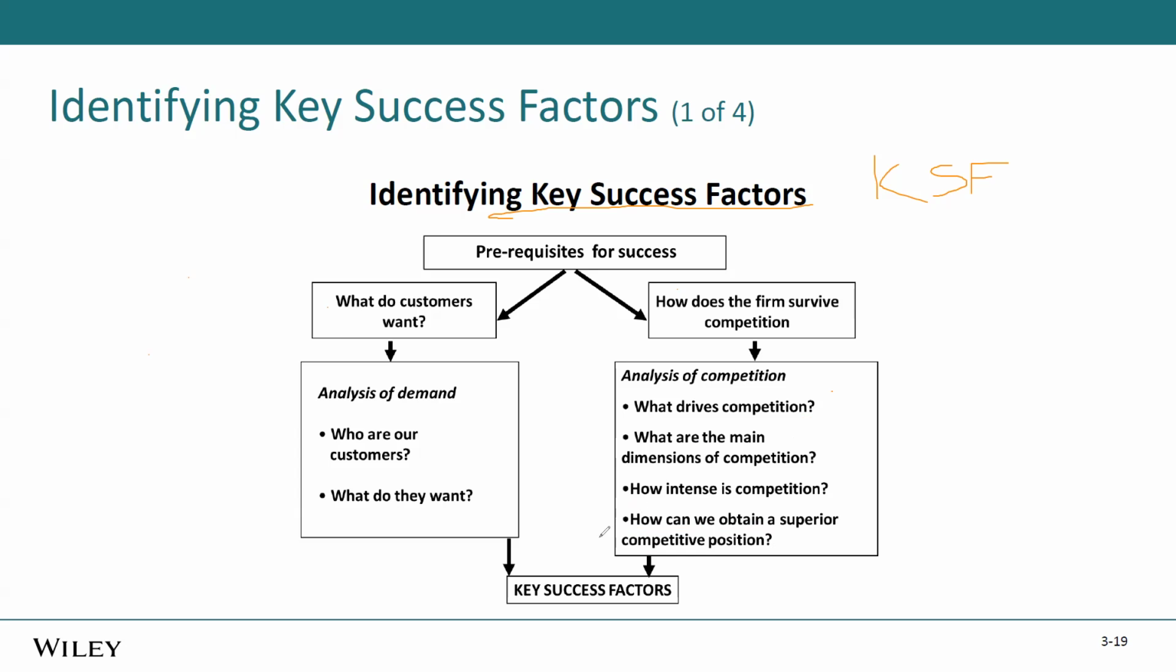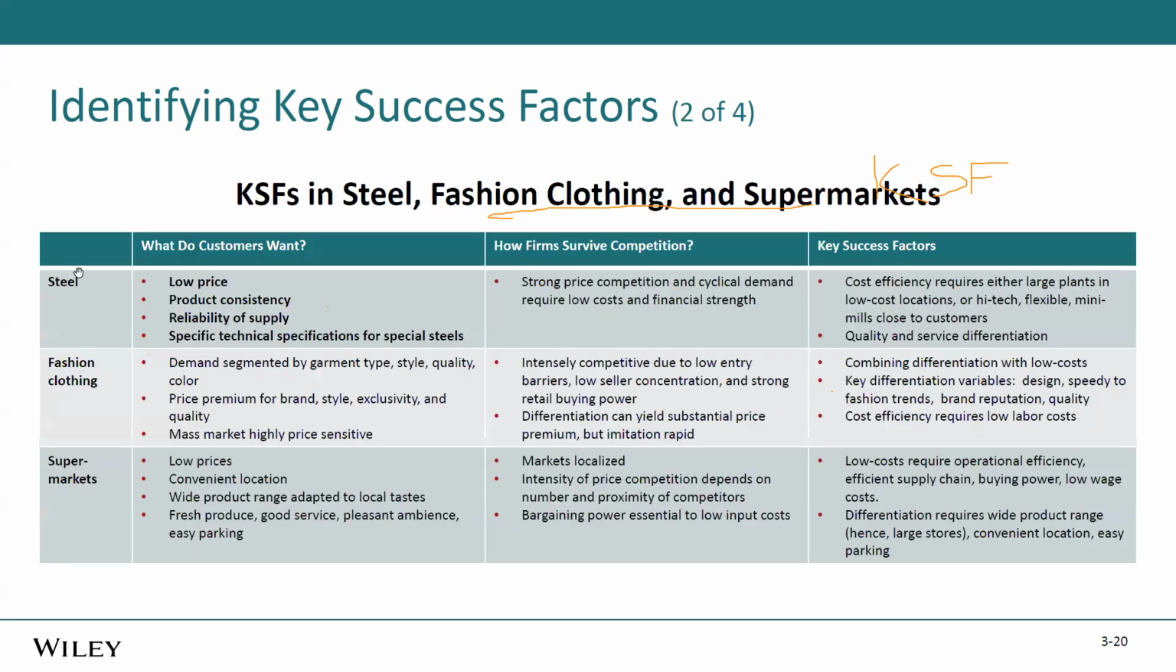And from that will come some list of key success factors for our industry. Again, we're not talking about our firm. We're saying, what are the things that a company in this industry, any company, needs to do to succeed? And here's an example of this for a few different industries: steel, fashion, and clothing.